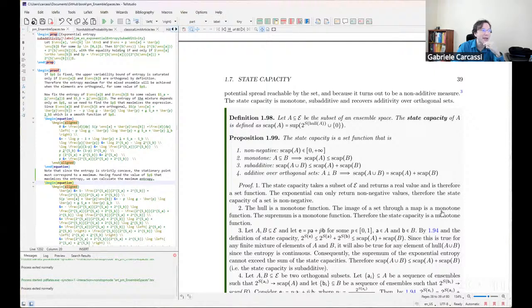The image of a set through a map is a monotone function. Again, if you have a map that you're applying to a set of things and you get a set of values, the set of possible values cannot decrease if you increase the size of the set. So it can at most stay the same. And then the supremum is also a monotone function. If you have more numbers, the upper bound can only go up, it cannot go down if you increase the number of things. Therefore, the state capacity is a monotone function. So that's it. And this, again, is nice because all the measures that we have basically everywhere are monotone functions. If you have, again, the Liouville measure, you increase the size of phase space, well, the volume can only increase.